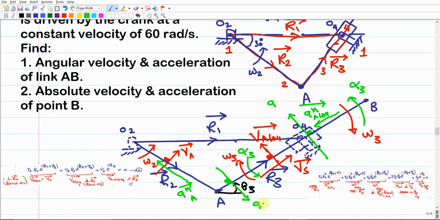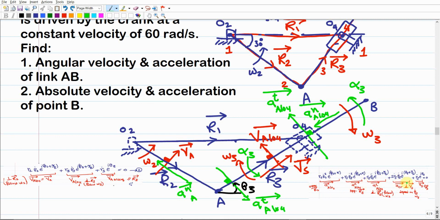Right? So this should be the A tangential, and this should be the A tangential of A relative to O4 vector, and this of A relative to O4 vector. Make sense? Because it looks like it rotates in this direction. This is for the first two components of the R3.